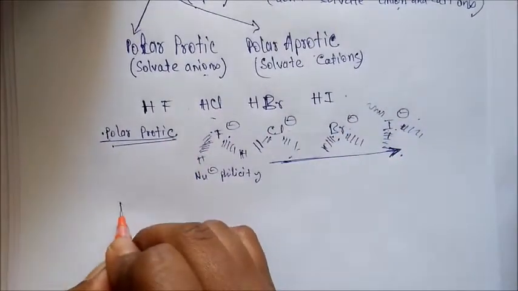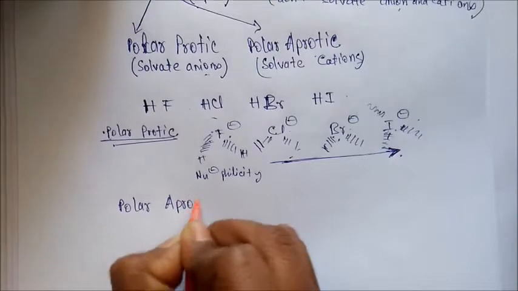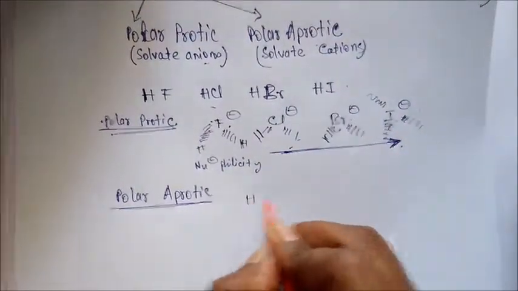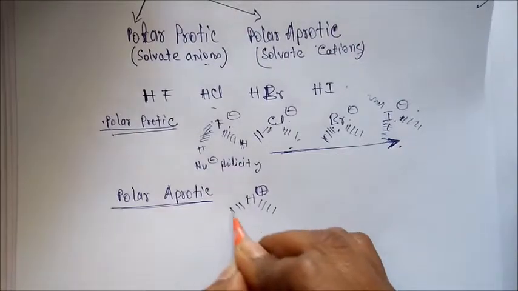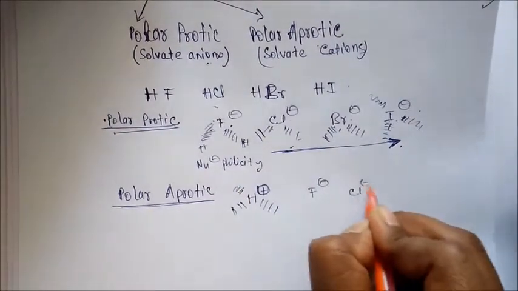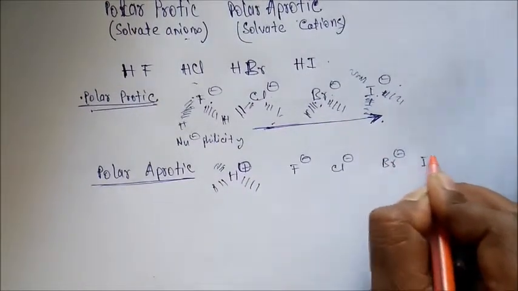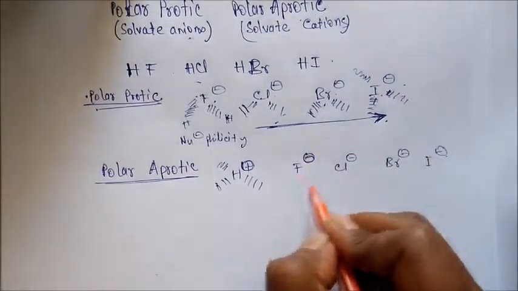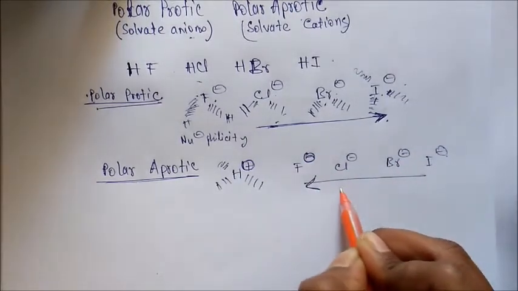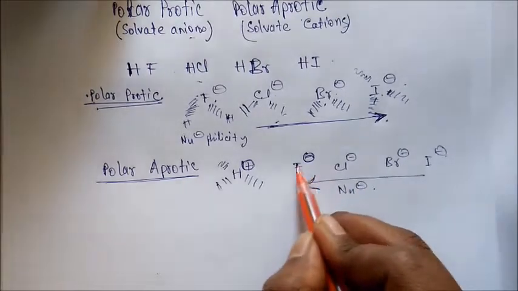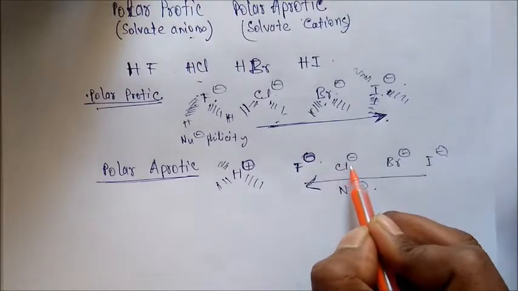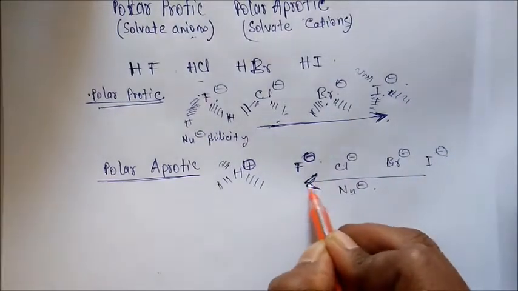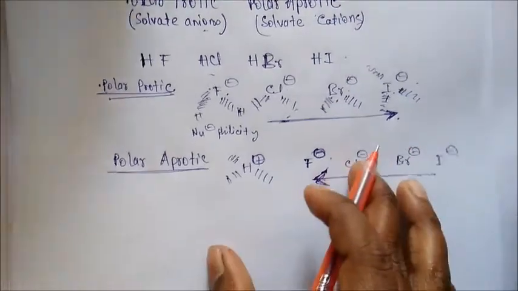Let's say in the polar aprotic. What does polar aprotic do? It solvates cations, so it will solvate the H plus. F minus, Cl minus, Br minus and I minus will be left in the solution, so they will not be getting solvated. If we see the nucleophilicity, it will be in this order. Why? Because F minus has higher charge density than Cl minus, Cl minus has higher charge density than Br minus, and Br minus has higher charge density than I minus. So they can donate to others. So nucleophilicity will be in this order in the polar aprotic.